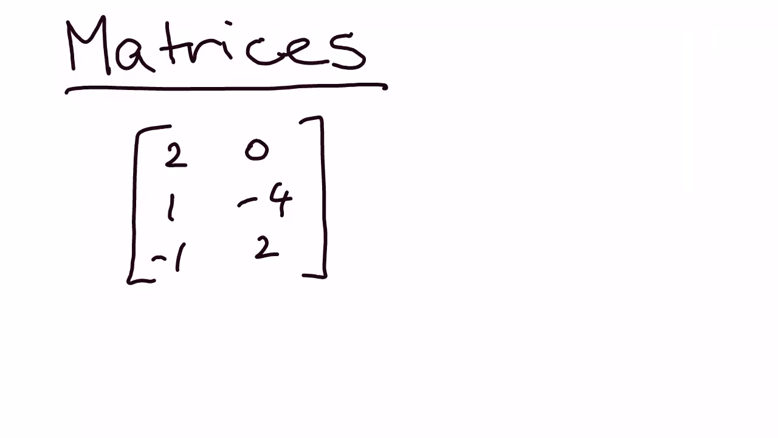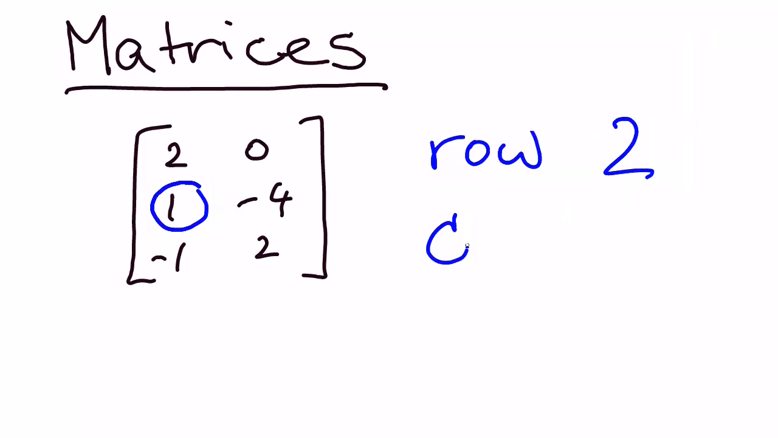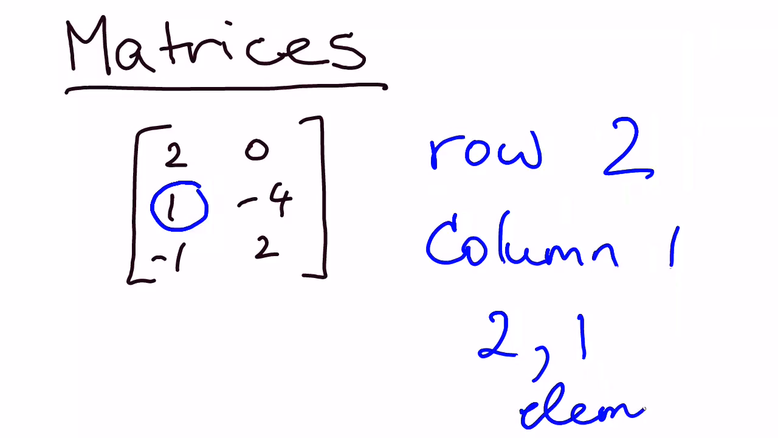I'd like to also point out to you, and this is not on the PowerPoint, that we also refer to individual elements. So we're looking at the little screen now. For example, I'm circling the 1 here. That is in the second row, and that is in the first column. So we call that the 2, 1 element. Okay, that's just a way of describing which element we're talking about. Don't worry too much about that because we're not going to be dealing with very big matrices.